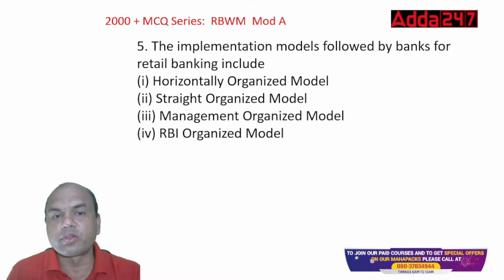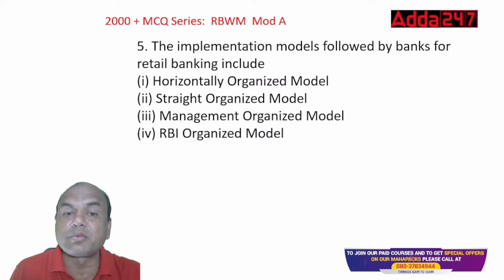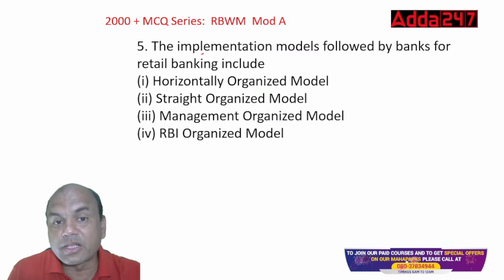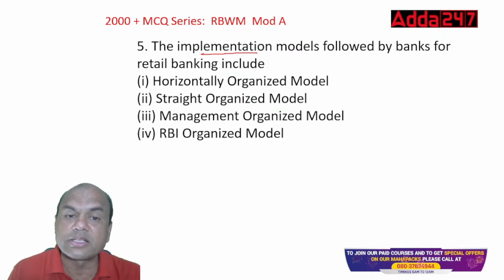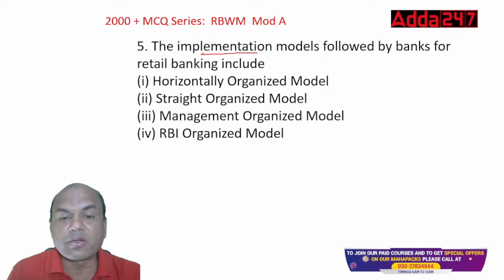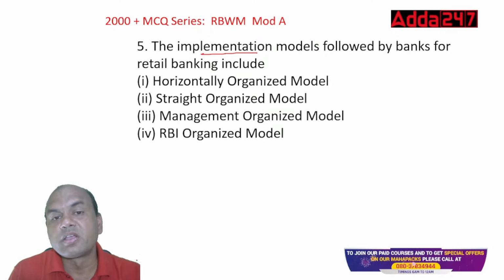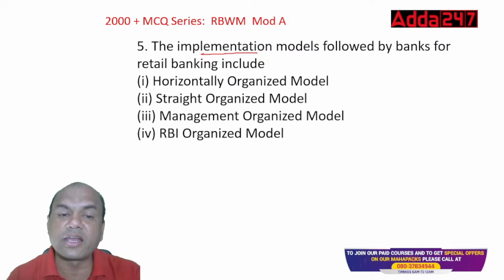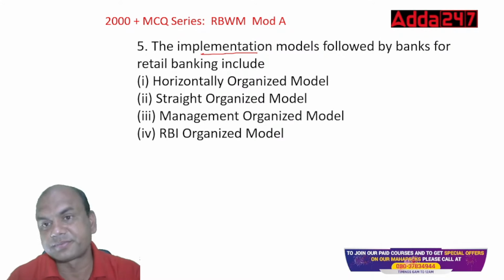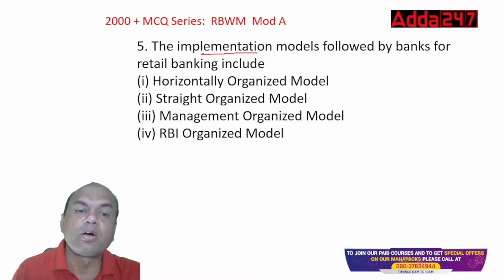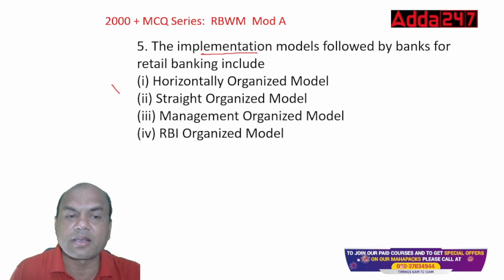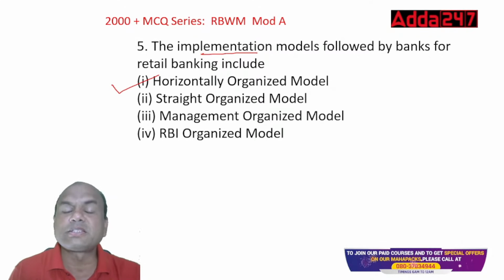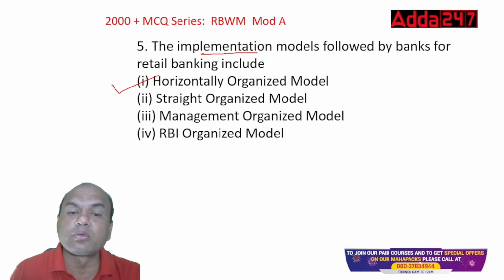The implementation models followed by the banks for retail banking include. So implementation models here. Business models are those three. And implementation models over here are horizontally organized, vertically organized, management organized, and RBI organized model. So which are the implementation models? What do I say? It is horizontally organized. Remember, that is the answer. Correct. Horizontally organized.